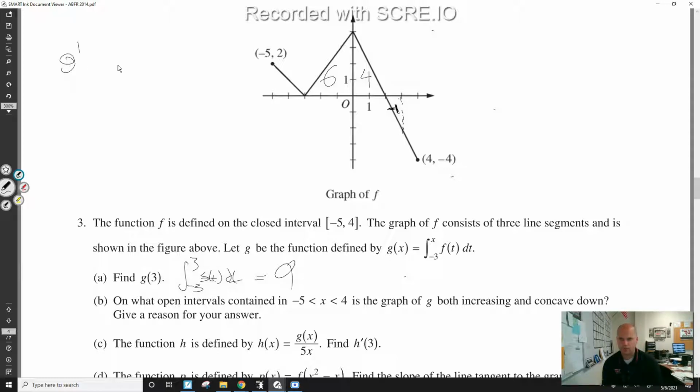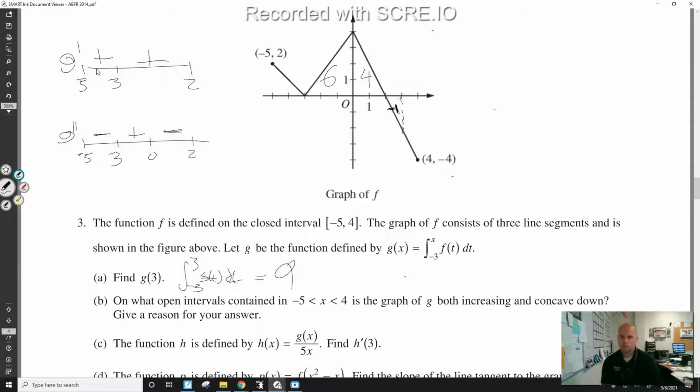When is G increasing and concave down? G is increasing when G prime is positive. G prime is positive from -5 to -3. Then it's 0. Then it's positive until 2. We'll just look there for G double prime. G double prime needs to be negative for it to be concave down. We are negative from -5 to -3. We are negative from 0 to 2.